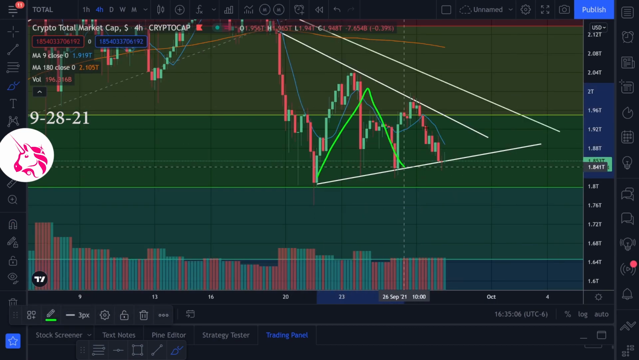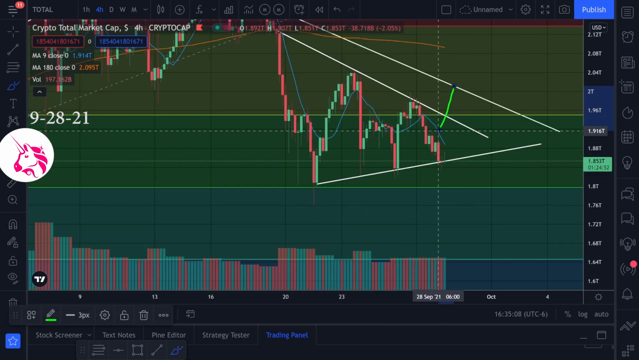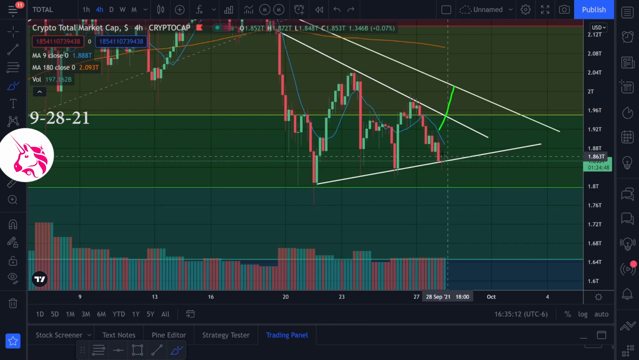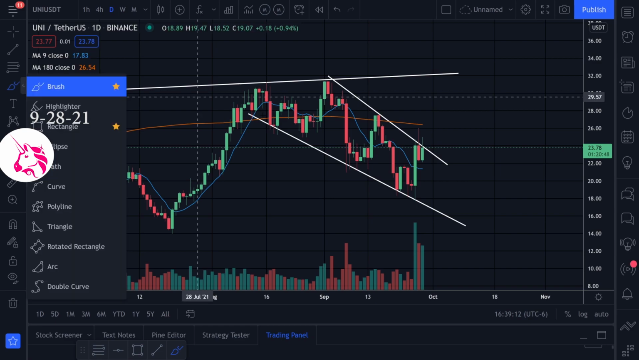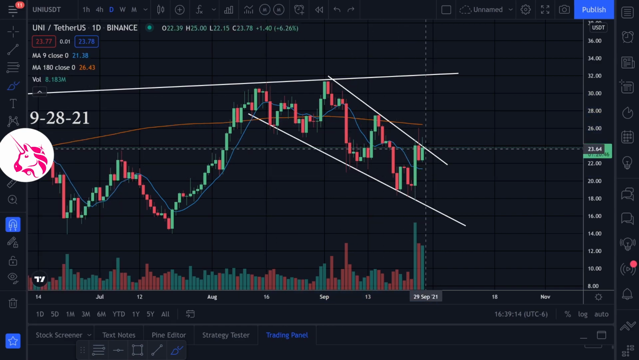Like with Uniswap, I'm kind of watching this triangle pattern, see if we break to the upside or the downside. We're testing the downside right now. Let's see if we could get a bounce and retest this top trend line up here pretty much. Alright, so in general, I think Uniswap on the daily time frame, it looks like it has some potential. But we are testing this top trend line right here. It's possible that we get rejected.